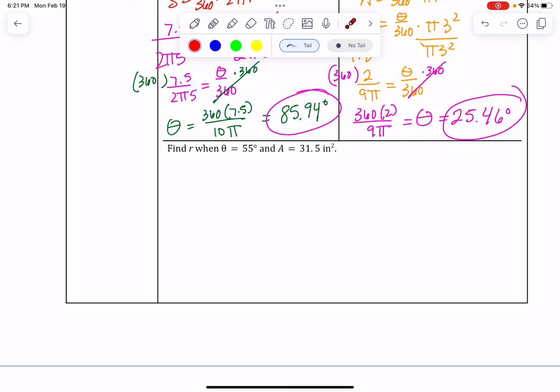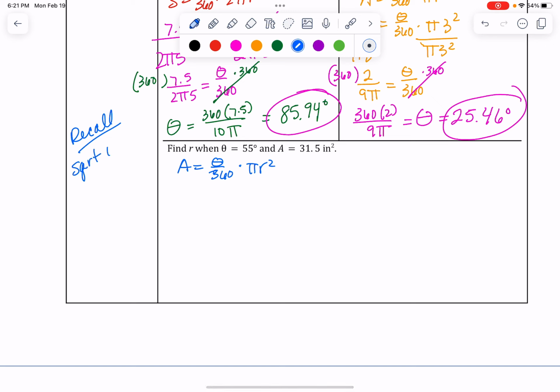This time we're going to solve for the radius. I'm going to give you the angle and the area. So it's the same formula. It's just how we plug things in. So I have the area. Area equals theta over 360 times pi r squared. Now remember that square roots undo squares.